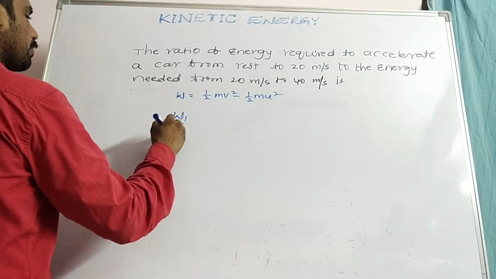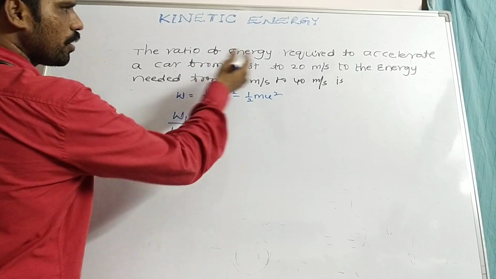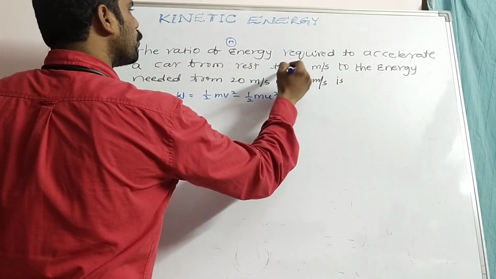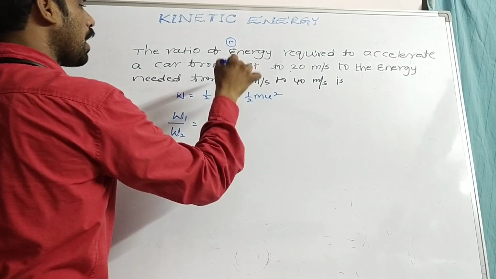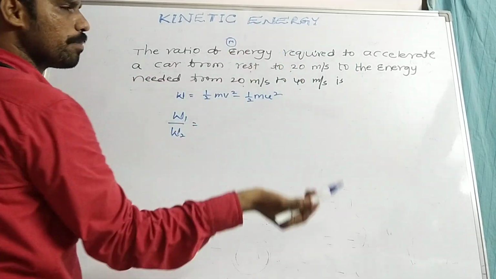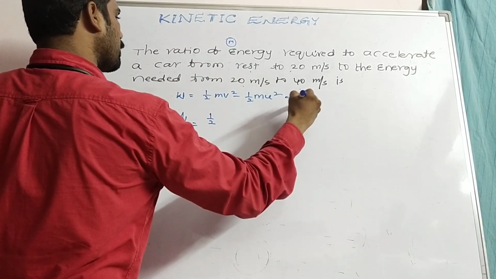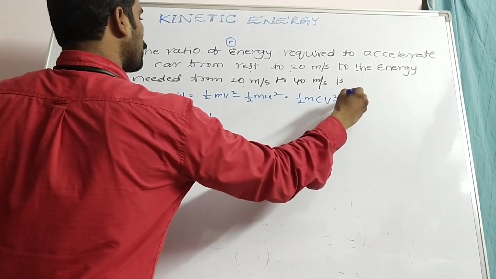I will write W1 by W2 is equal to, same body only here. Let us consider the mass of the body is m. In both the cases, from rest to 20 meters per second, mass is m, and from 20 meters per second to 40 meters per second, it is the same mass m only. So that is half into m into v square minus u square.